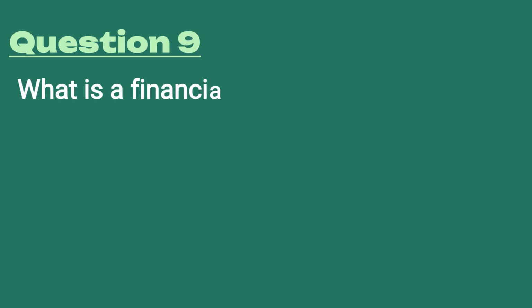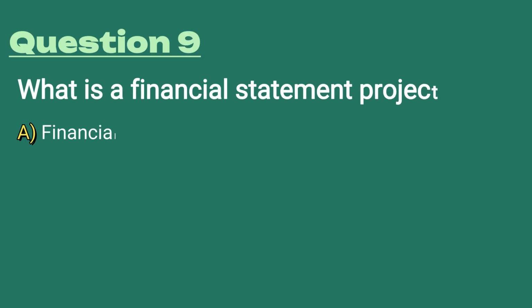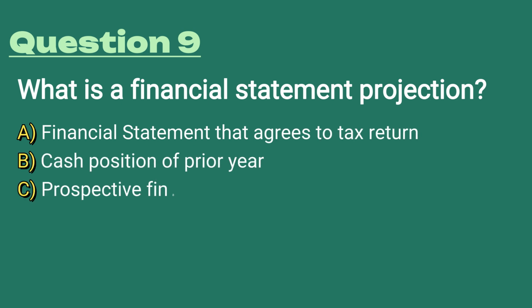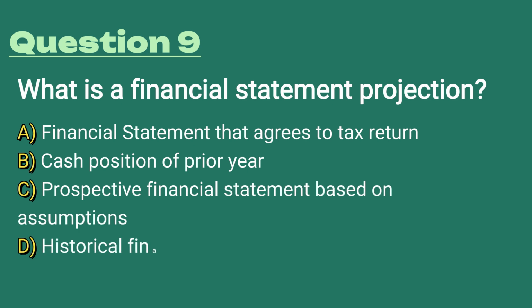Question number 9. What is a financial statement projection? A, a financial statement that agrees to your tax return. B, a cash position of a prior year. C, prospective financial statements based on assumptions. Or D, a historical financial statement.